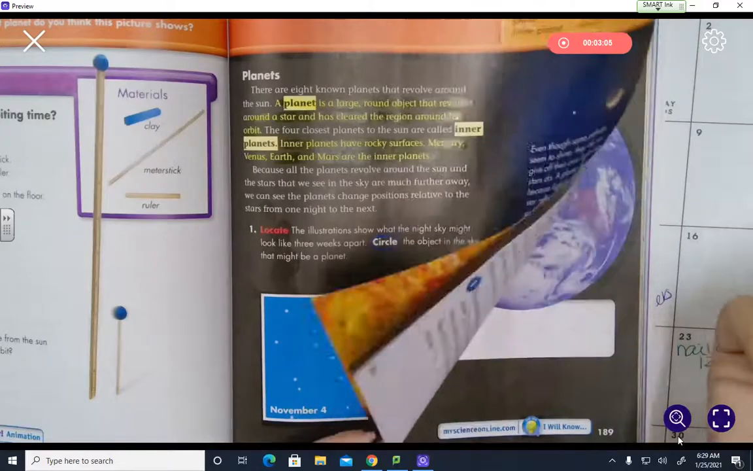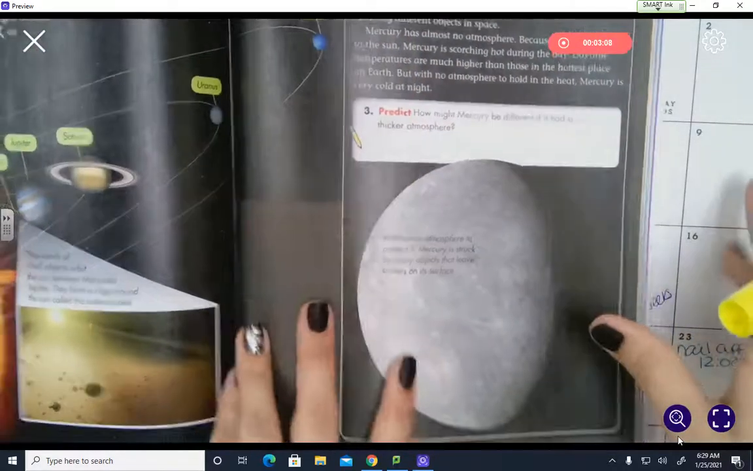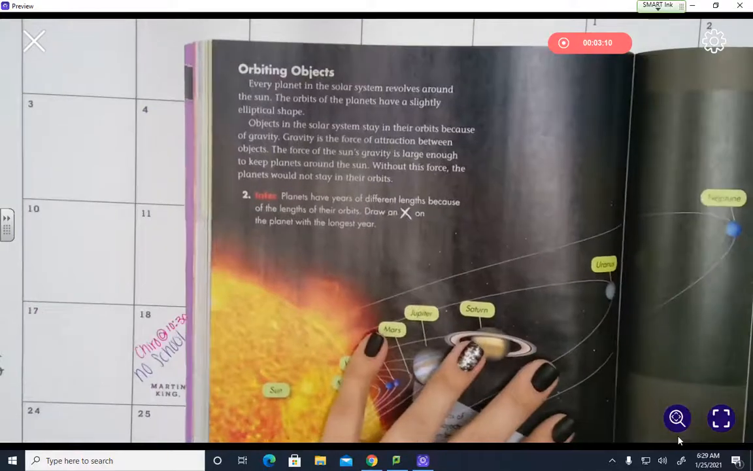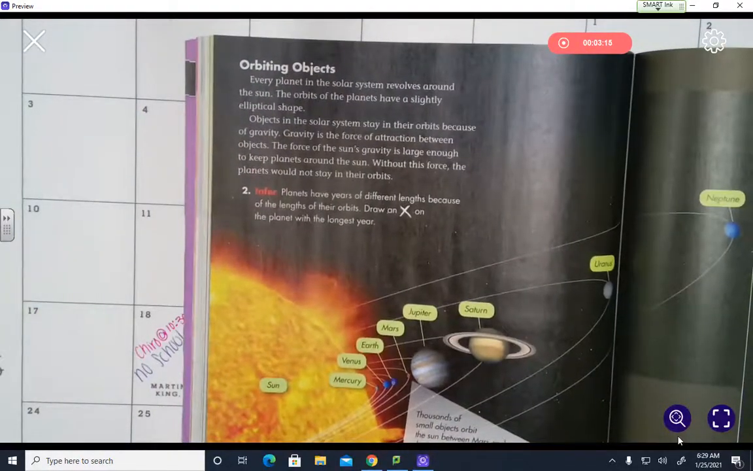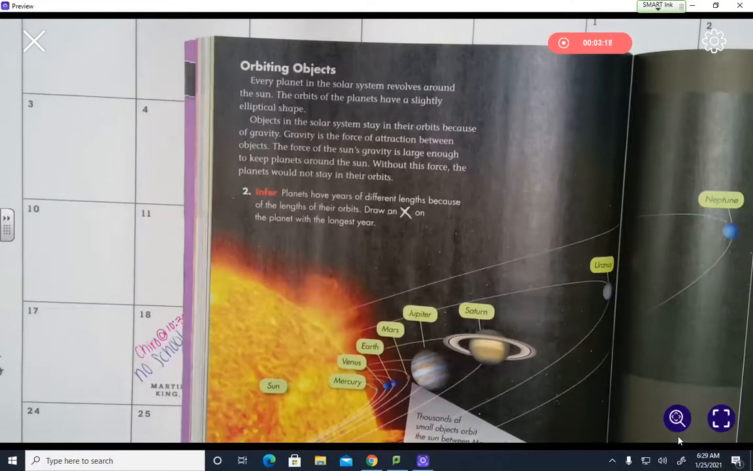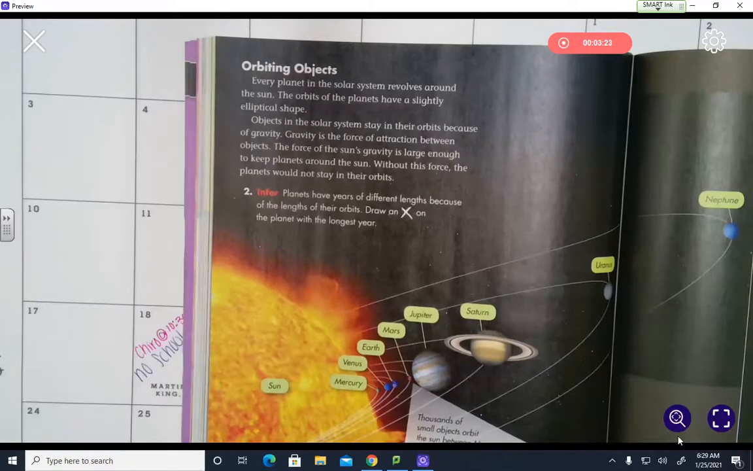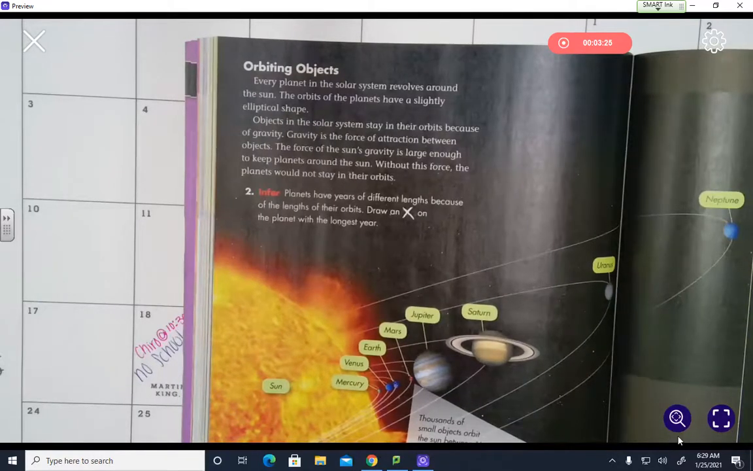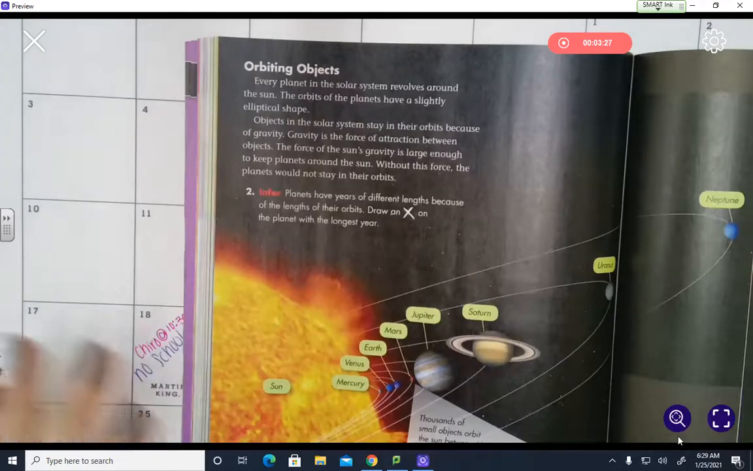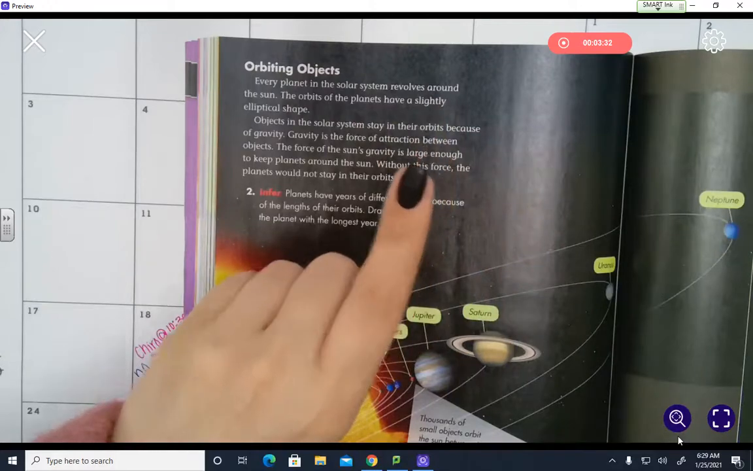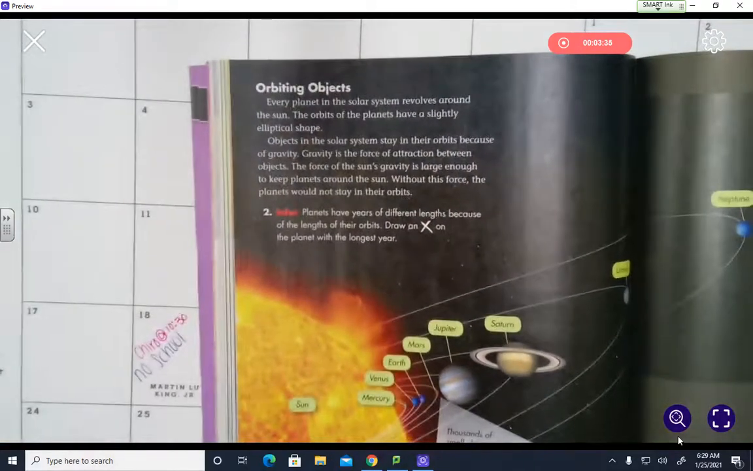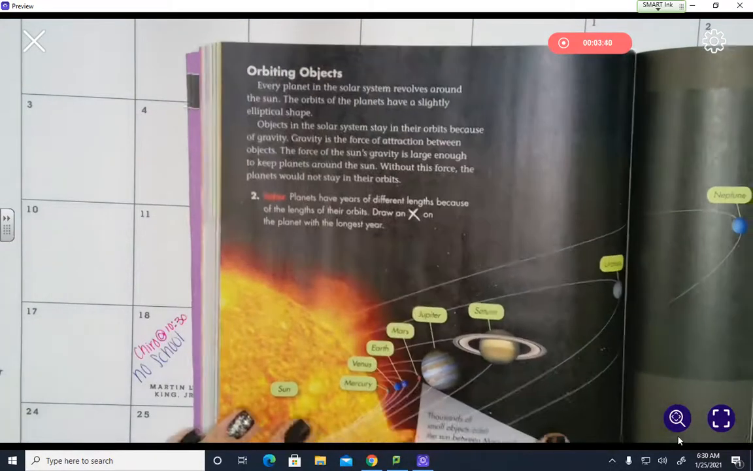All right, let's turn the page. Orbiting objects. Every planet in the solar system revolves around the sun. The orbits of the planets have a slightly elliptical shape. Remember, what does elliptical mean? In 5, 4, 3, 2, 1. It means to be an oval. Good job. It means an oval shape.